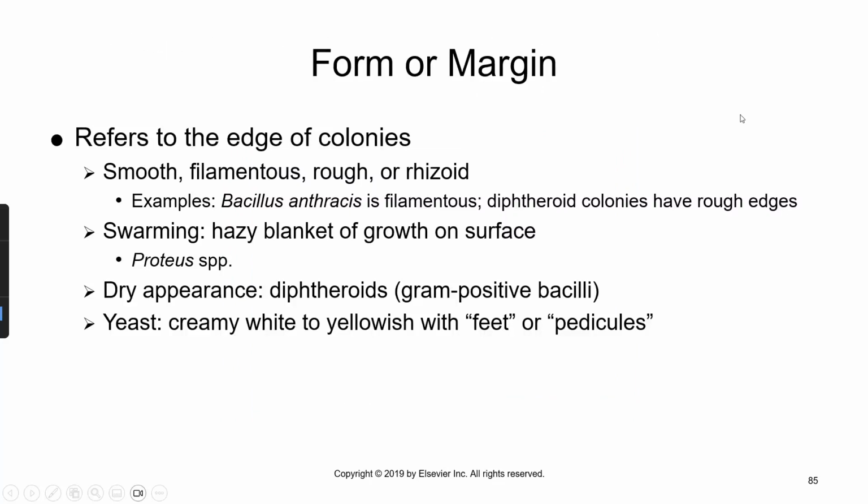The form or margin refers to the edge of the colonies: smooth, filamentous, rough, or rhizoid. Examples would be Bacillus anthracis is filamentous. Diphtheroid colonies have rough edges. You can see swarming, or a hazy blanket of growth on the surface.